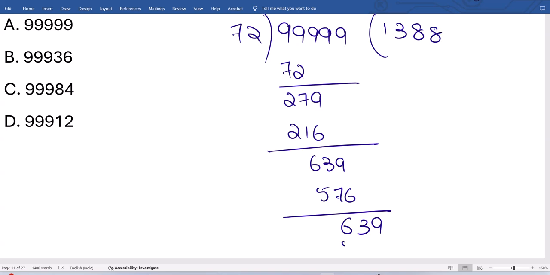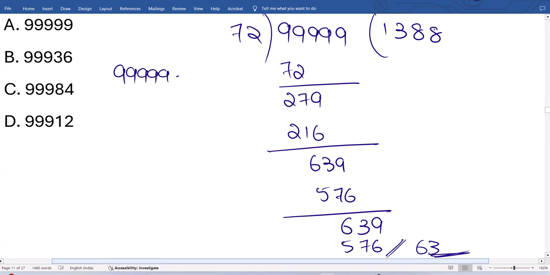Okay, 576. We got finally remainder 63. So, when you remove 63 from that, then the number is divisible. So, all this removing 63. Okay, option B.